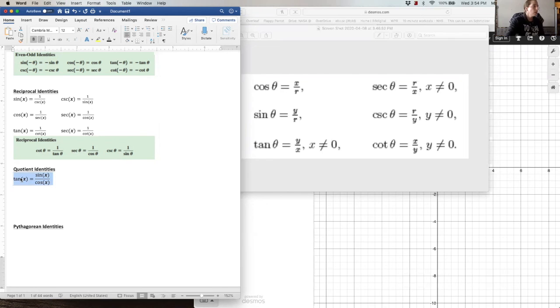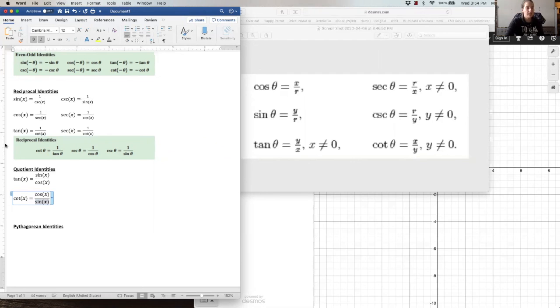Similarly, cotangent is the reciprocal of tangent, meaning if we flip numerator and denominator, we'll have the quotient identity for cotangent. Oops, I did not write it. I just copied and pasted. Oh well. So cotangent is going to be equal to cosine over sine. So those are our quotient identities.